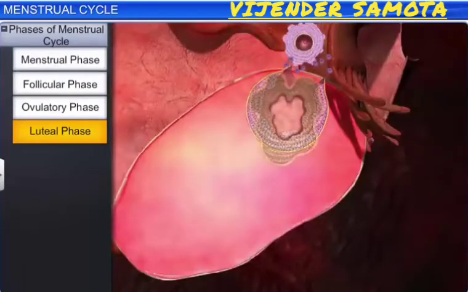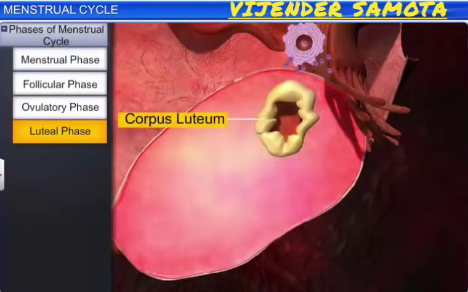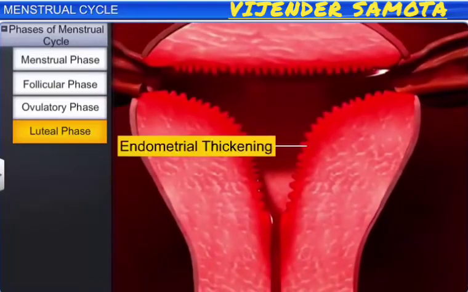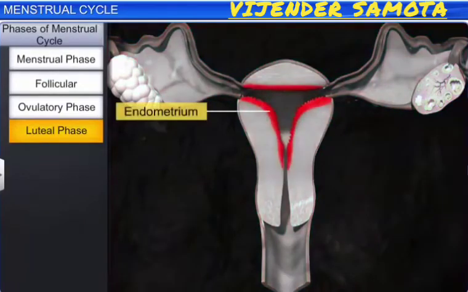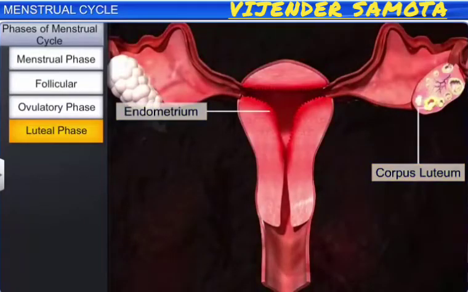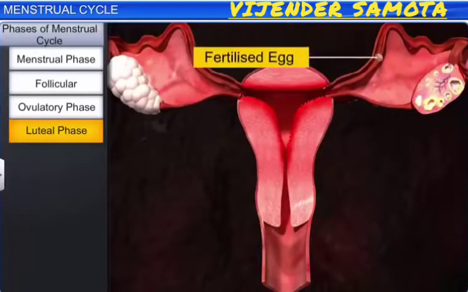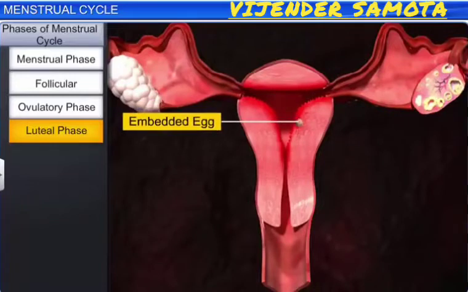This phase sees the transformation of the remaining Graafian follicle into a yellow mass called the corpus luteum. The endometrium too thickens, and its blood vessels become coiled and enlarged. Interestingly, the endometrium and corpus luteum play a vital role during the early stages of conception. For instance, a fertilized egg gets embedded in the endometrium and derives nourishment from it.